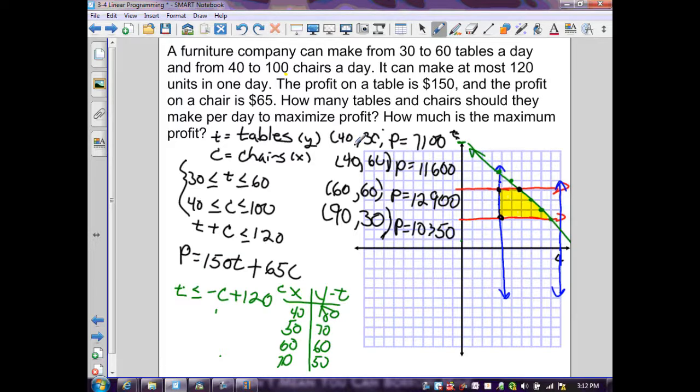For the first ordered pair, I got $7,100 profit. For the second one, $11,600 profit. For the third one, $12,900 profit. And for the fourth one, $10,350 profit. Our maximum ordered pair would be 60 tables, 60 chairs, and our profit in that situation, answering the second question, would be $12,900.